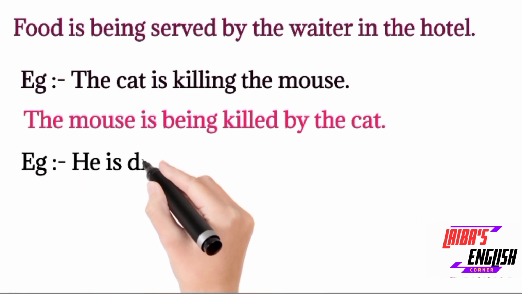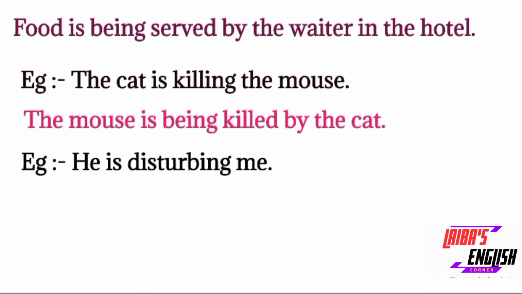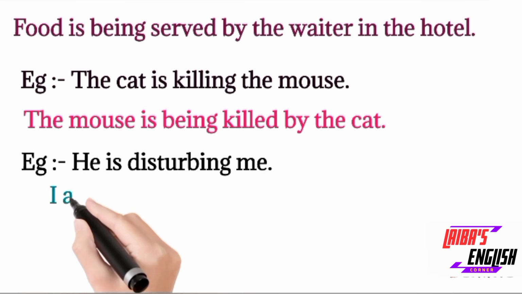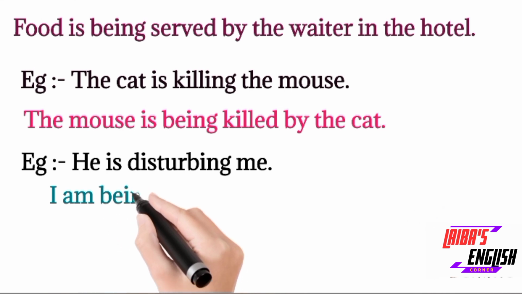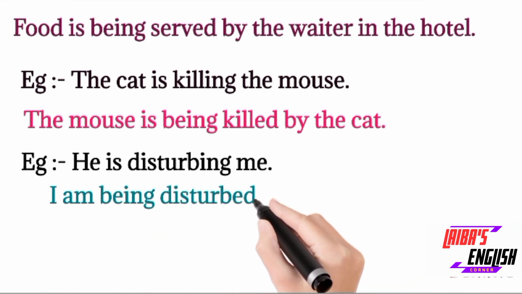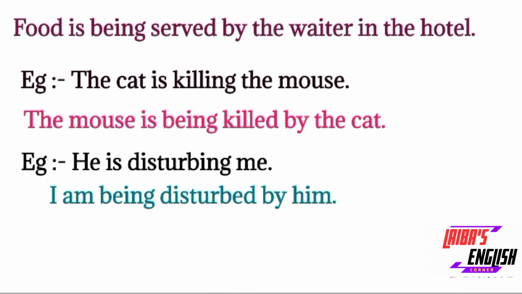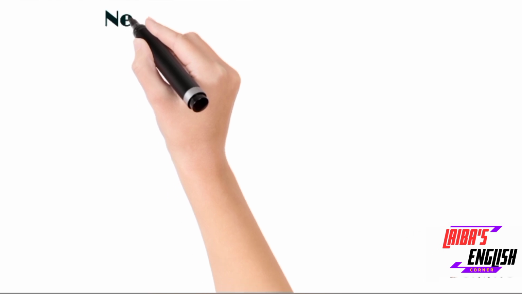So I hope you are clear with the concept of present continuous simple sentences, but we will make some more sentences so you will be perfect in it. He is disturbing me. So he is the subject, disturbing is the verb, and me is an object. So me will automatically change into I, and with I we are going to use am always. I am being disturbed, third form disturbed by him. So I hope you are clear with it. Remember that you can also pause the video and make your sentence on your own if you are clear with the concept, and then you can match the answer.